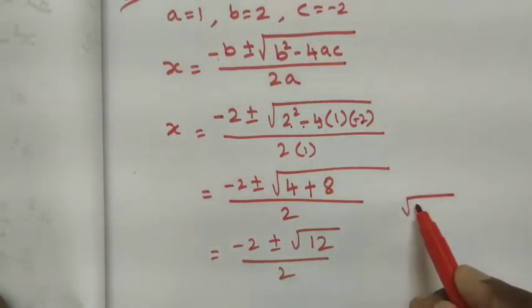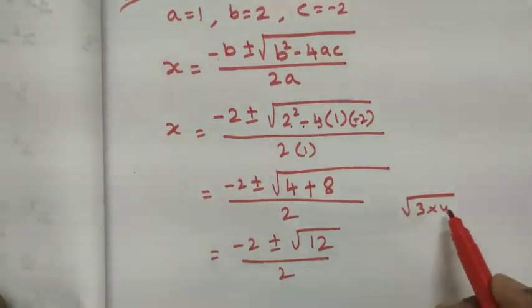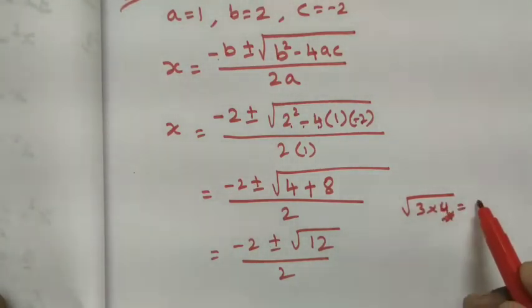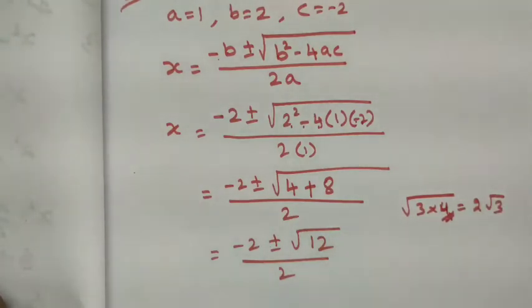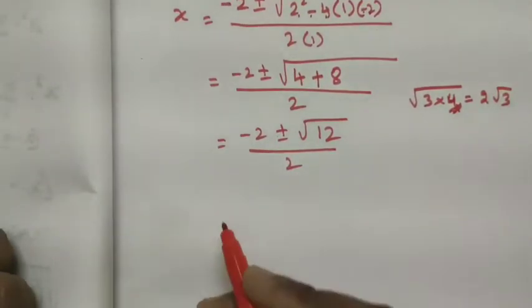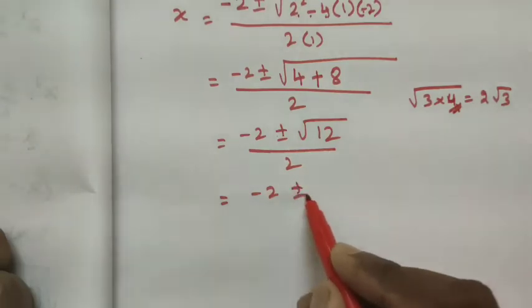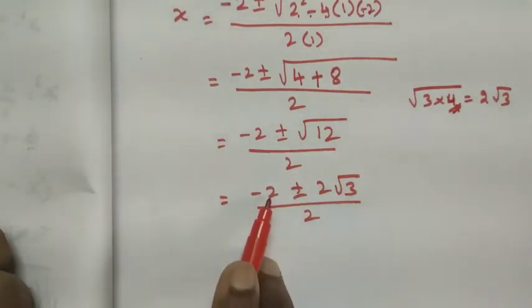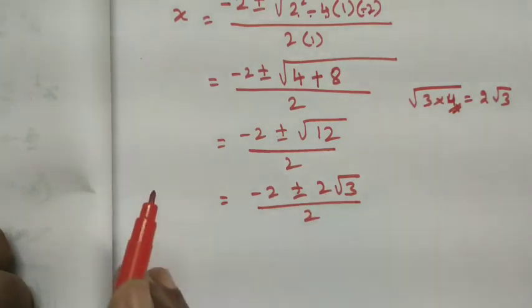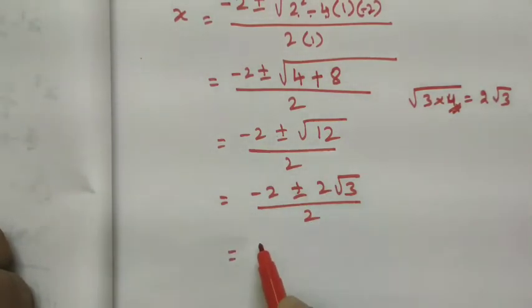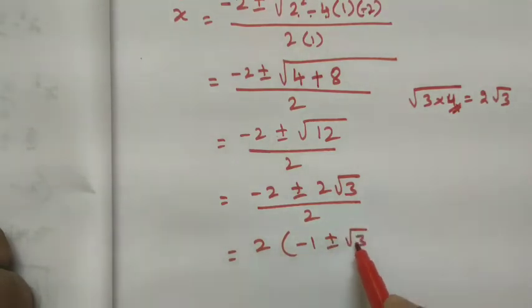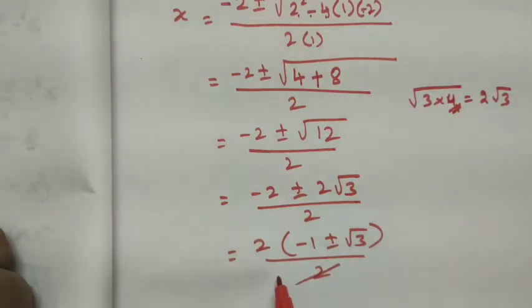Root 12 can be written as 3 into 4, right? 3 4s are 12. Here 4 is a perfect square number, so it can be written as 2 root 3, right? So minus 2 plus or minus 2 root 3 divided by 2. Here also 2, here also we have 2. 2 will be taken out commonly. Taking 2 out commonly means minus 1 plus or minus root 3, divided by 2 in the denominator and then the numerator. Both are cancelled.